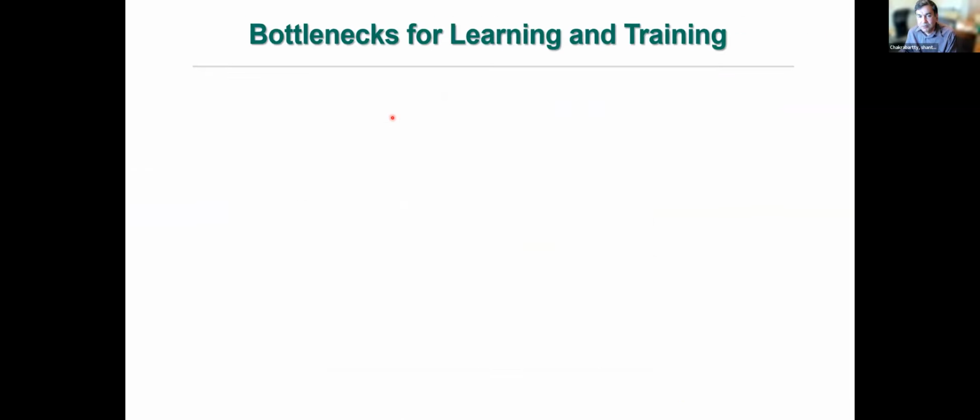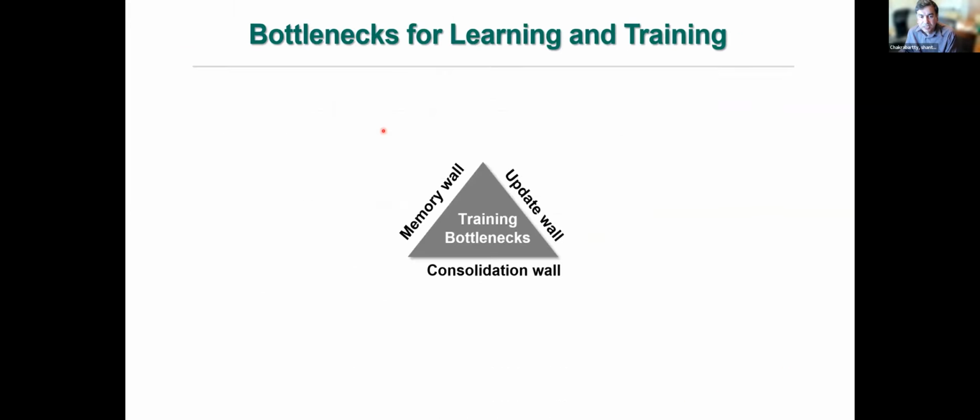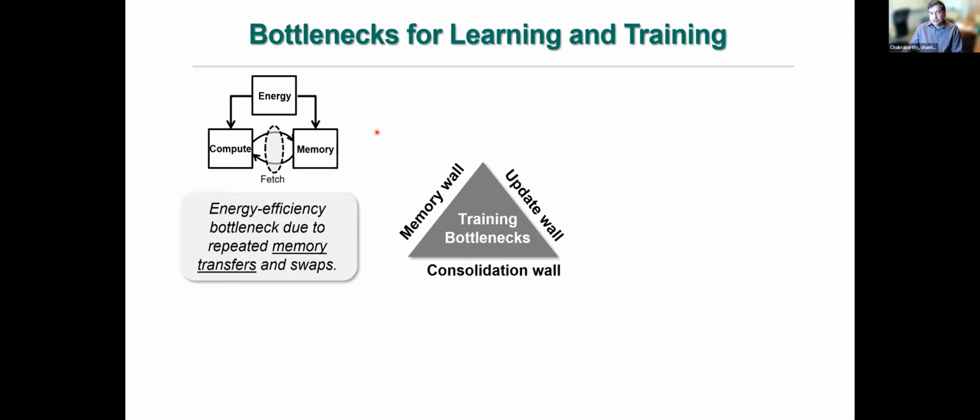So the question is, why do we have this energy bottleneck, and what can we do about it? Typically, when you talk about training bottlenecks, there are 3 types of walls that we encounter. The most popular one that everyone discusses is the memory wall. It shows up because in the standard computer architecture, memory and compute are generally not co-located. So you need to bring the data from the memory into the compute unit, and that takes energy. In this diagram, I'm showing that the energy is a separate entity that feeds the compute and the memory blocks.